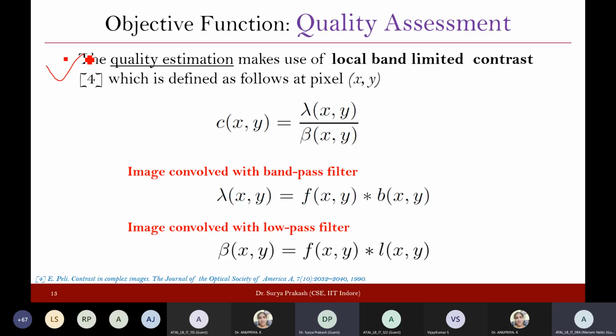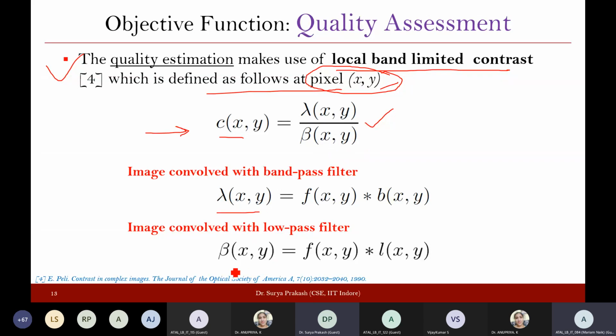As I just stated, the quality estimation here makes use of the local band limited contrast, which is defined as follows for a pixel xy. Your image is a collection of several pixels, and to compute the contrast of an image you compute the contrast of all the pixels, and then collectively tell the overall contrast. At pixel xy, this is the formula used: the contrast at xy is equal to lambda xy divided by beta xy. Now what are lambda xy and beta xy?